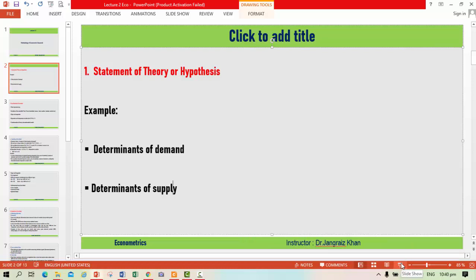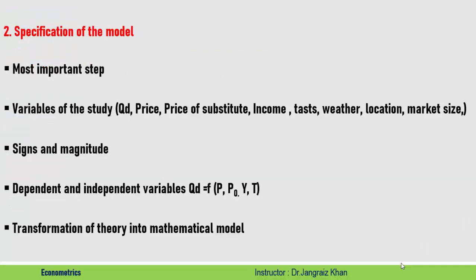After the statement of the theory, as we discussed, the second step is the specification of the model. Dear students, the specification of the model is a very, very important step. It is the most important step in the methodology of econometrics. All the steps are important, but if you have made a mistake in the specification of the model, then this means that you will not get the appropriate results, the results which are reliable.